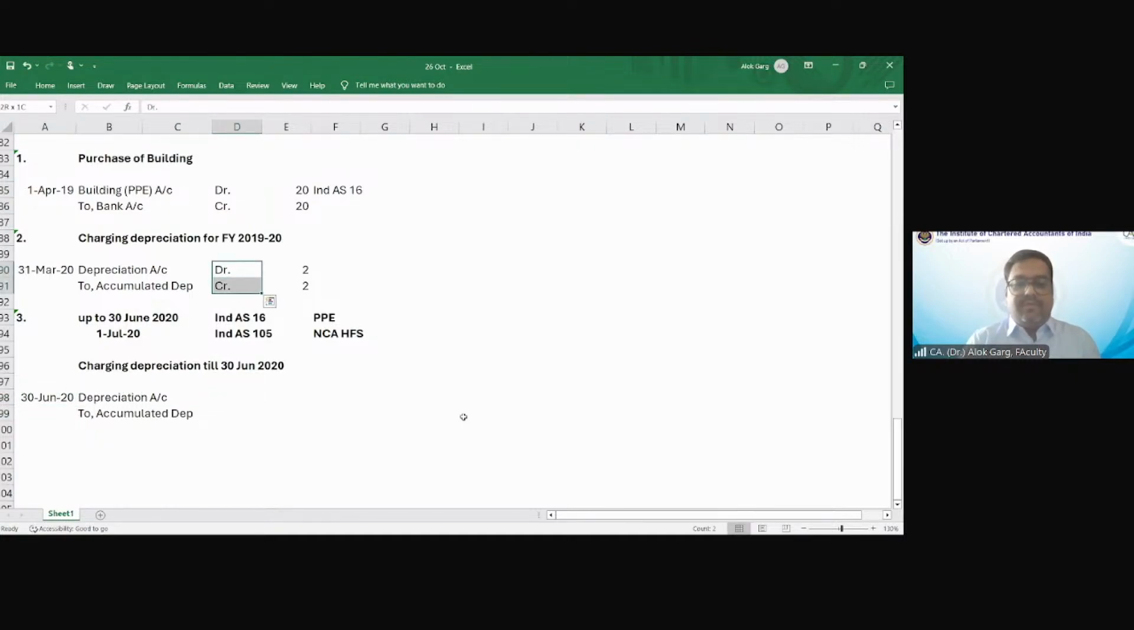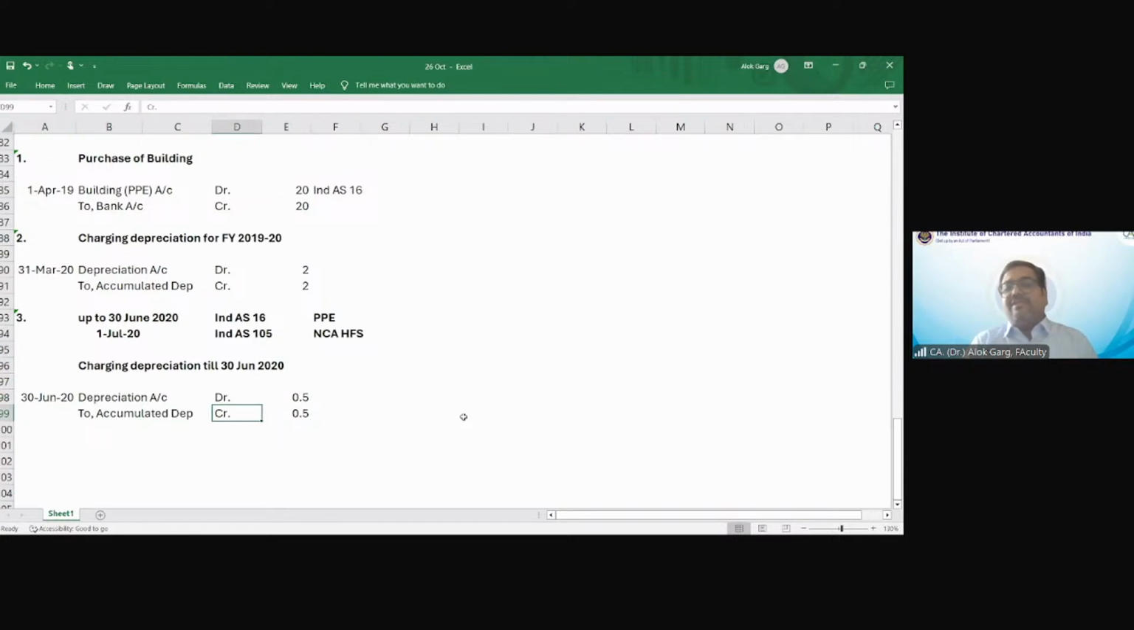Debit, credit, what is the amount? Amount क्या होगा? 50,000. ऐसे लिख दूं मैं 0.5 lakh लिख दूं? Yes, sir. Shall I write 0.5 lakh? All the numbers are in lakhs, right? So this is the entry for depreciation.